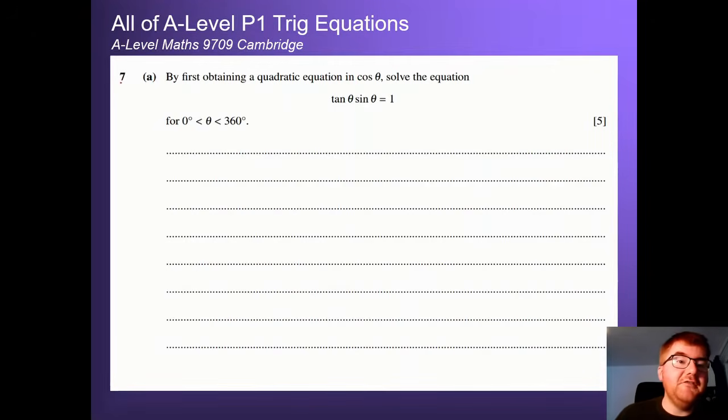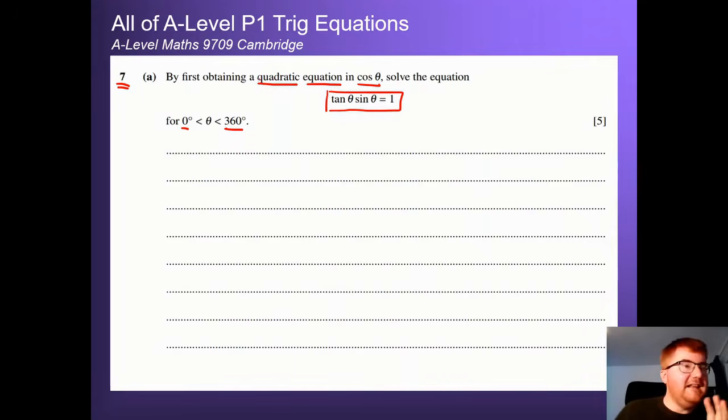So we have question 7 here, which is a medium star question, and it says here, by first obtaining a quadratic equation. So that's important. In cos theta, we need to solve the equation underneath. Notice our domain is between 0 degrees and 360 degrees.